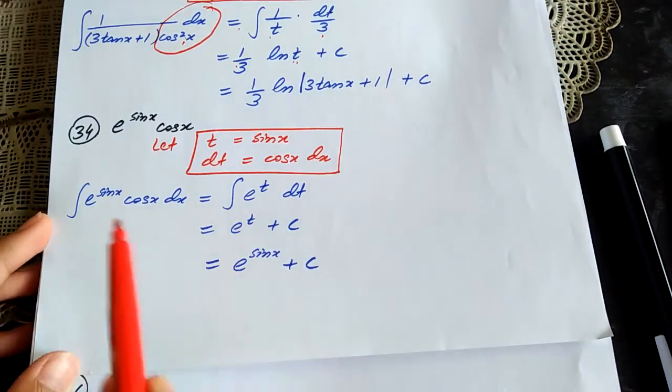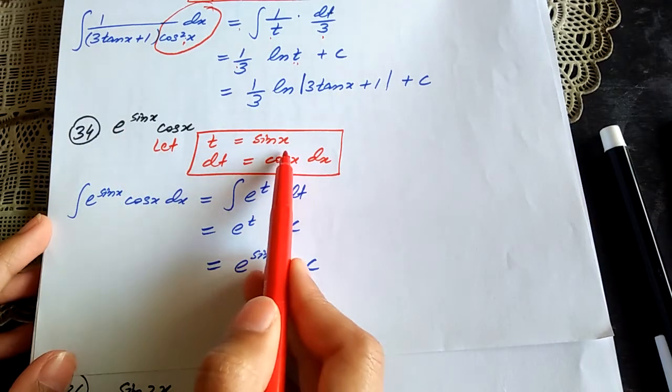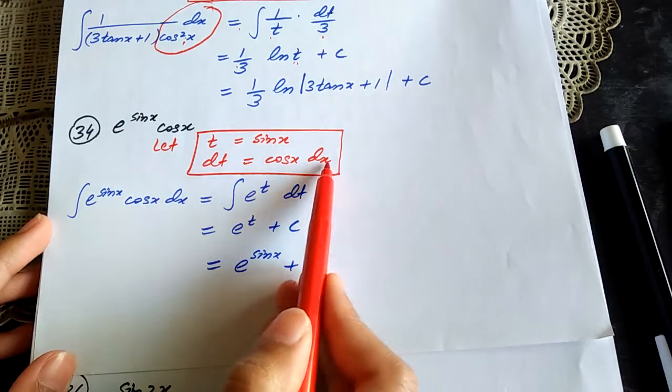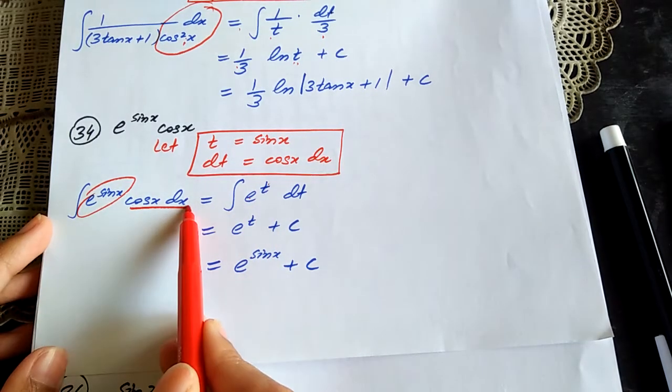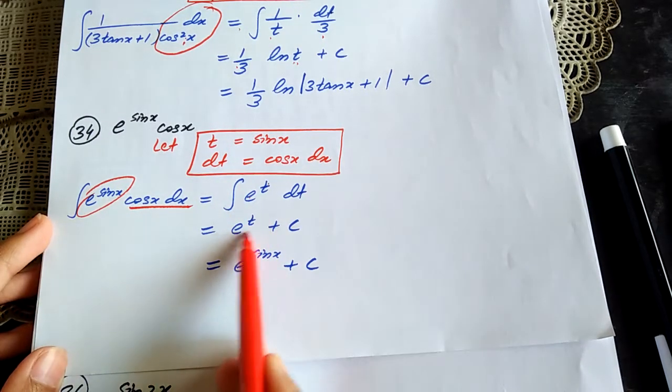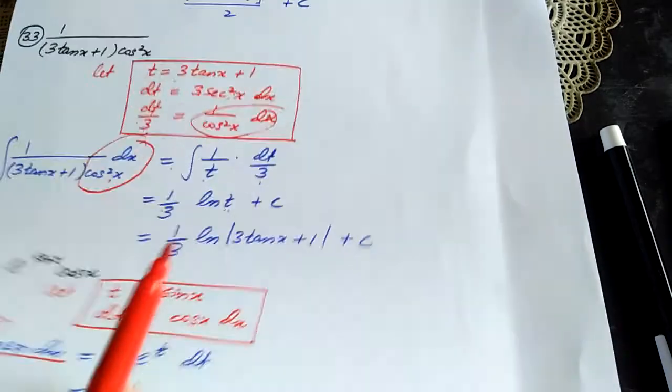Question number 34 says, integrate e raised to power sin x cos x. Let t equal sin of x and dt will be cos of x dx. So e raised to power sin x will be e^t and cos x dx is dt. Integration will be e raised to power t, that is equal to e raised to power sin of x.